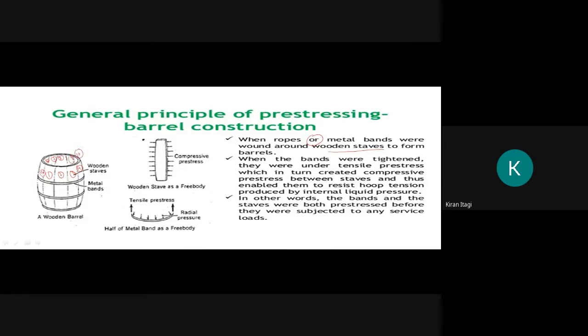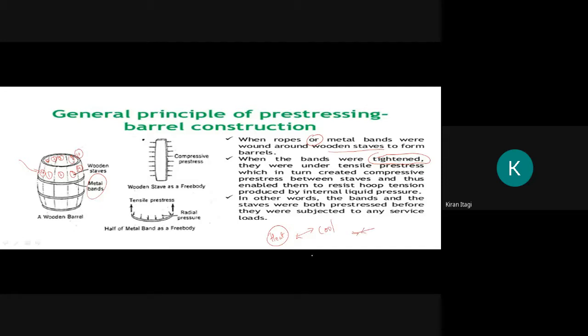Total 10 wooden staves are there, for example. So what we do, we lay them in a circular way and we apply this steel band or metal band. When the bands were tightened, how do you tighten that? So starting, you heat it, steel expands. After bringing this steel band to this position, you cool it. So after cooling, what happens?